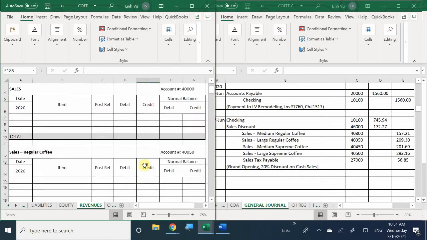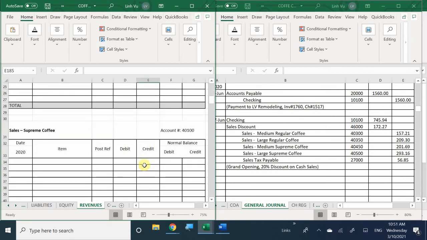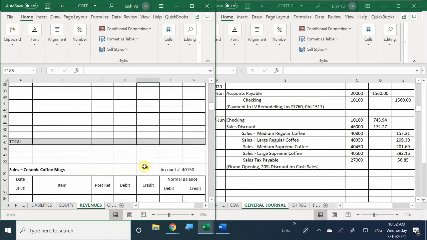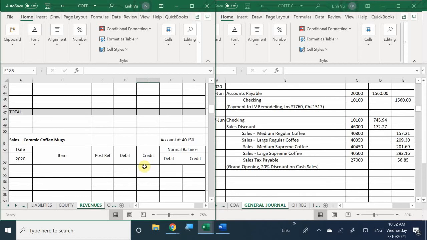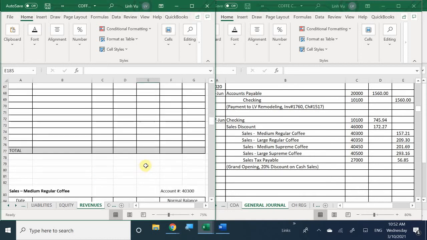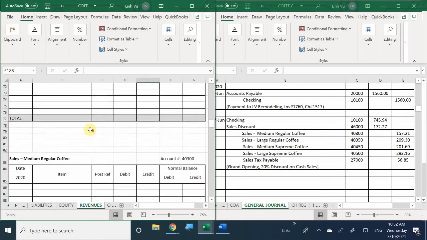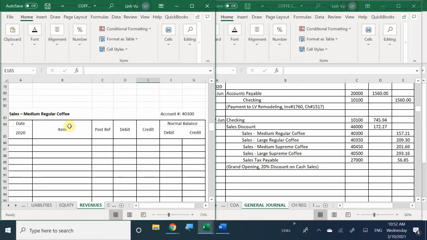So here we are. We have sales regular coffee. We have sales supreme coffee. And then we have sales ceramic coffee mugs. All of those are going to be for your wholesales. Well, the ceramic coffee mugs is universal between the in-store customer and your wholesale. So right below that is where I can go ahead and start entering in my sales because they're specific now. These are my in-store sales.